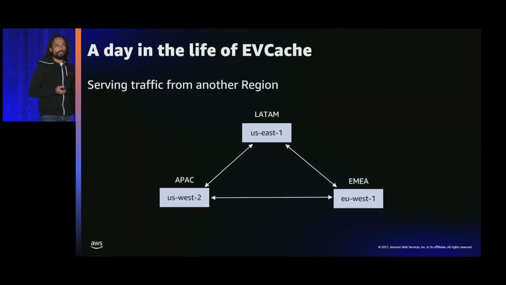Similarly, if a region itself fails, then we can seamlessly move traffic to other regions. Since EVCache data is replicated to other regions, EVCache can seamlessly serve requests from other regions. It's not only that regions can fail, they will fail, and when it happens, EVCache is ready to continue to serve the traffic.